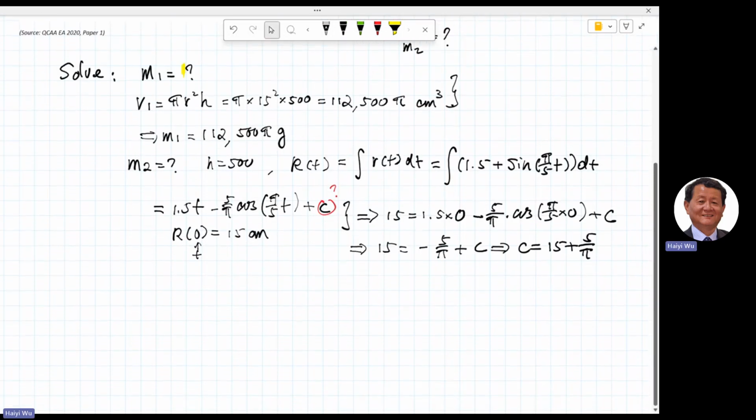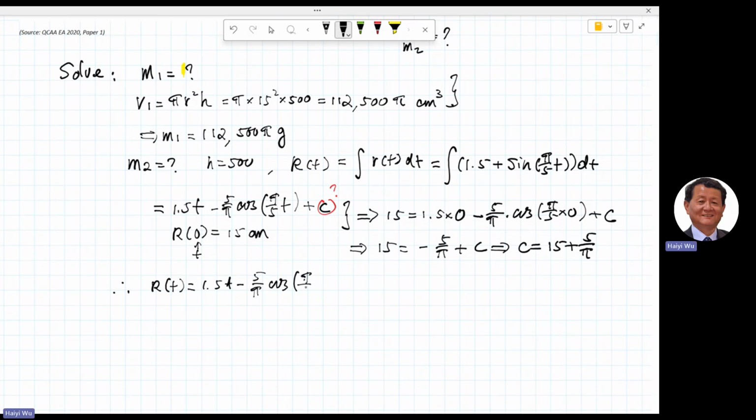Now we've got the radius for the trunk in the second stage: 1.5t minus 5 over pi cosine pi over 5t, plus 15 plus 5 over pi. So that's my formula for the radius based on time.